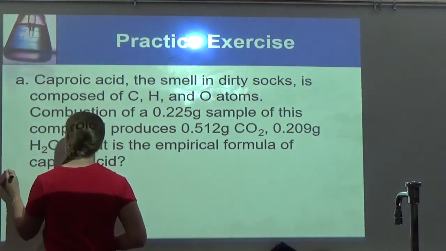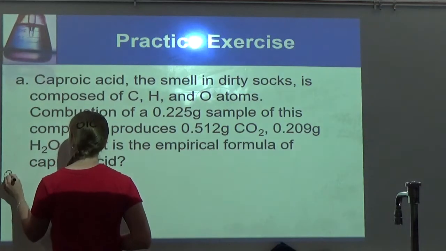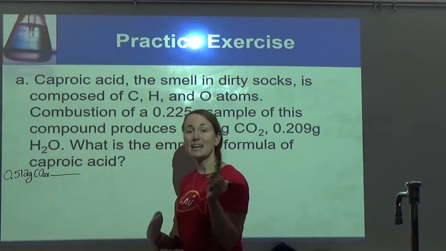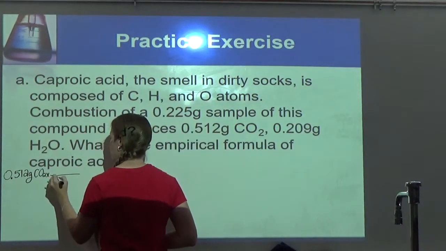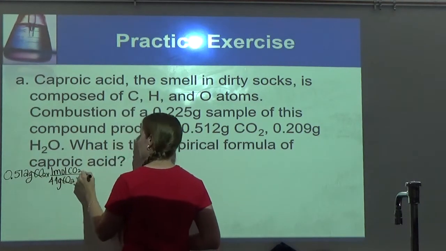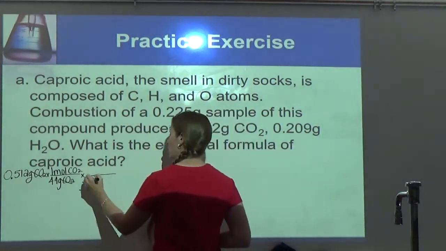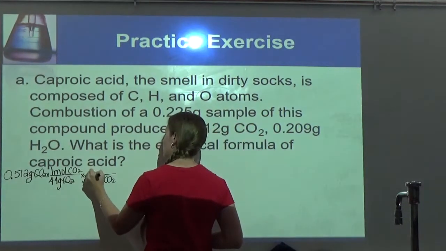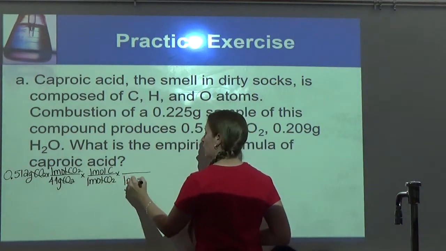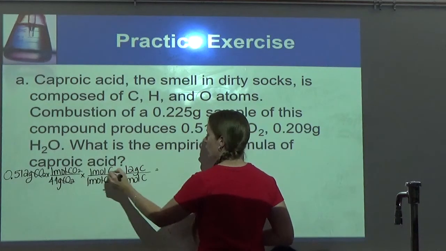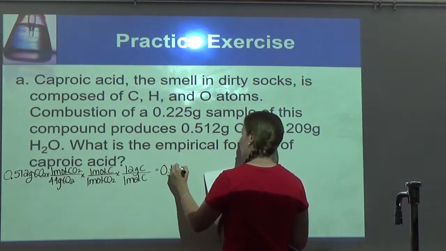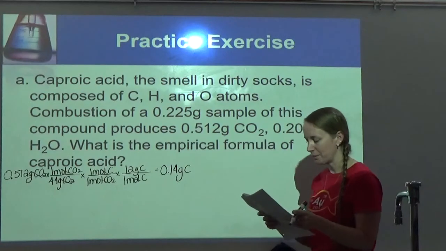Okay, so I'm going to try to write a little bit smaller this time so I have more room. So I have 0.512 grams of carbon dioxide. First step is I need to get it to moles. So there's 44 grams of carbon dioxide in 1 mole. Next step is, of course, change it to just carbon. So 1 mole of carbon dioxide produces 1 mole of carbon. Next step is get to mass of carbon. 1 mole of carbon is 12 grams of carbon. So once I do that, I ended up getting 0.14 grams of carbon, just like that.